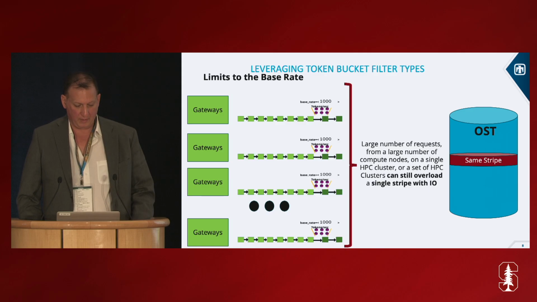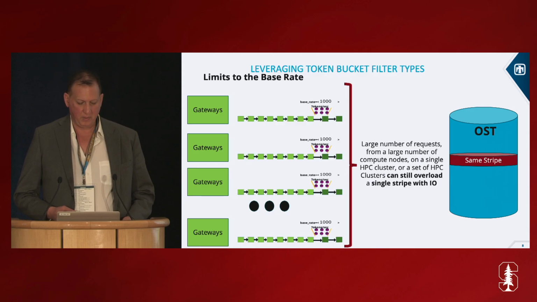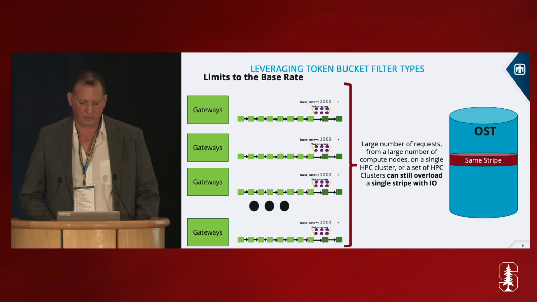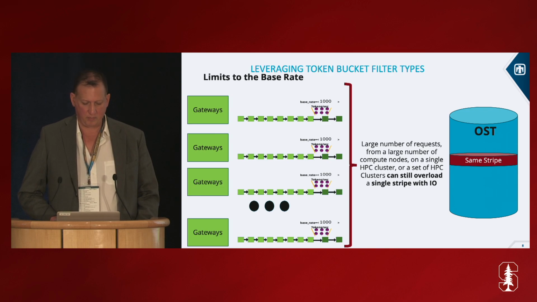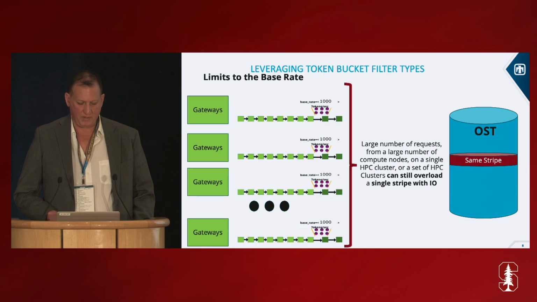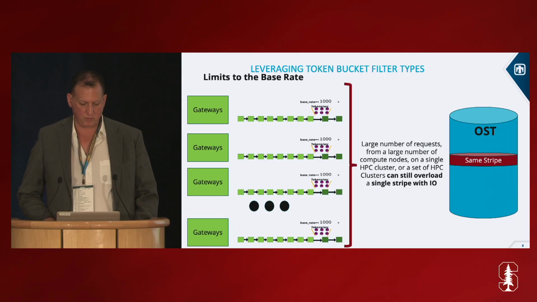One thing that we did find out was even though we had a token bucket filter rate of 1,000, if somebody had a whole bunch of gateways they were running through, we could still knock over the file system if they were still going to the same stripe. So the way the setup was done in Lustre, we can actually stack the rules. So if somebody, by user ID, job ID, and the base rate, which we set by NIDs on the gateways.